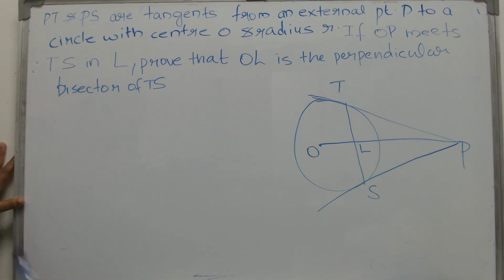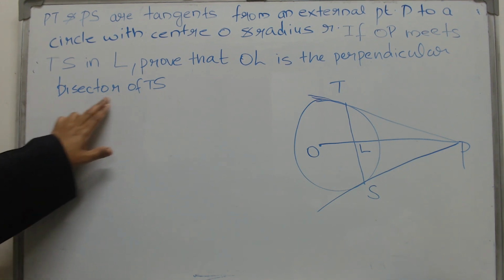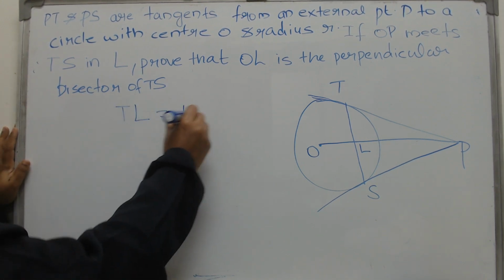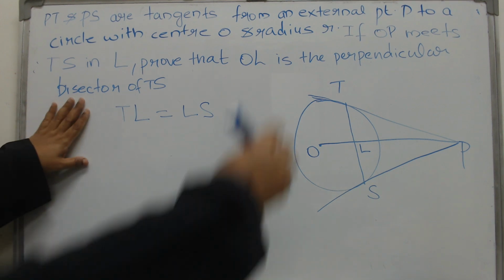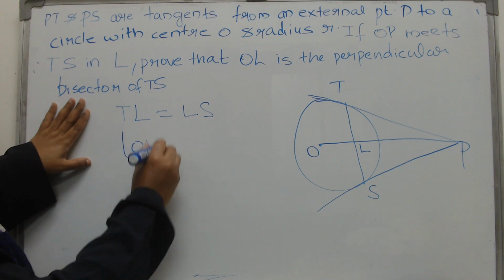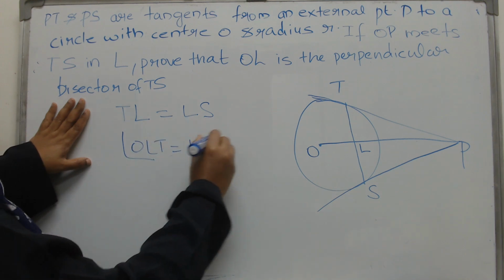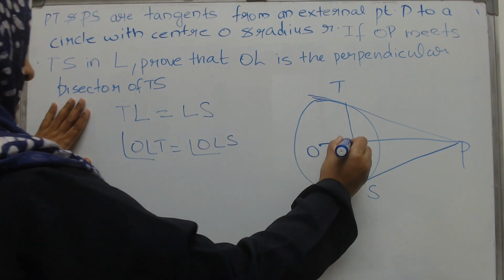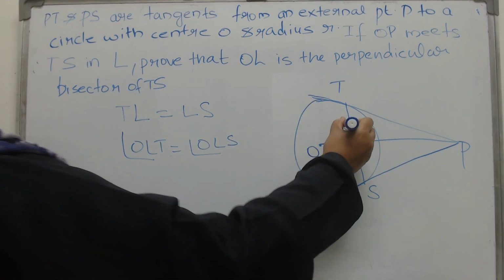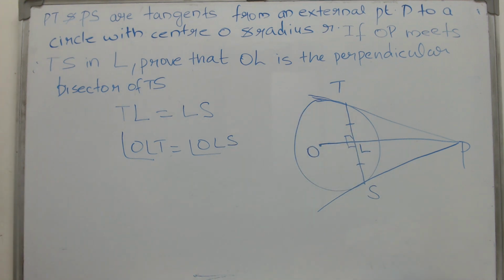What do we mean by the perpendicular bisector? It bisects TS, or in other words, we have to prove that TL is equal to LS and it is also perpendicular, which means angle OLT is equal to OLS. That is what we have to prove. We have to prove that these two are right angles and that these two are equal.